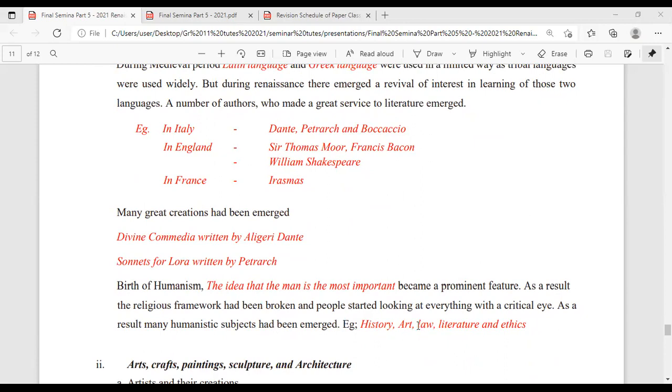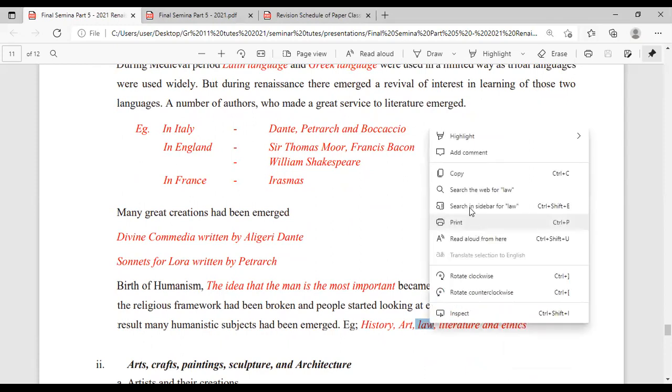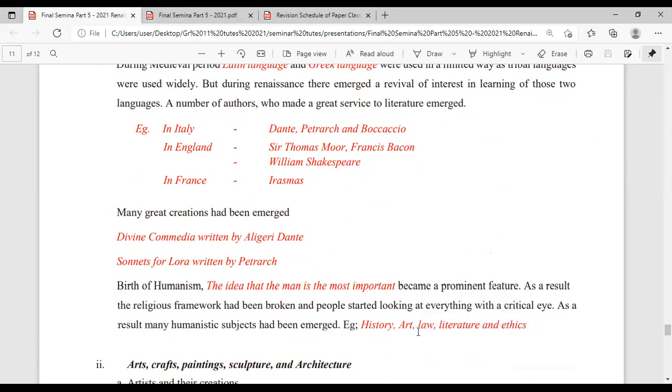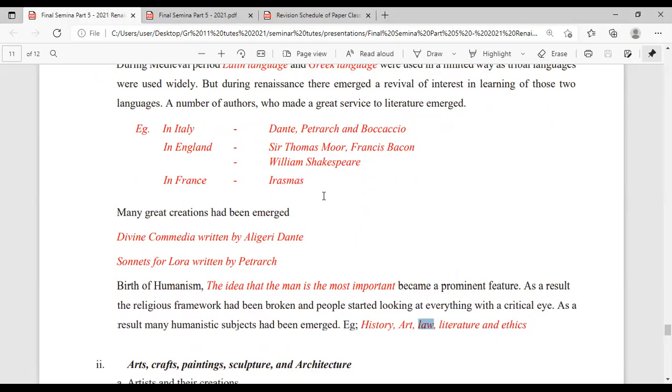This is wrong. Law is not. By a mistake, I have included this one. Don't write law. That's wrong. History, art, literature, and ethics are correct. Humanistic subjects. So this is what then? Academic Renaissance. So this paragraph you can write under academic Renaissance.